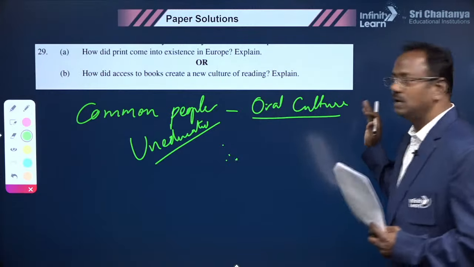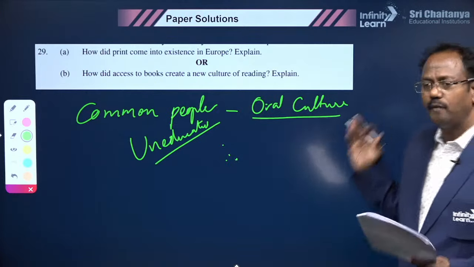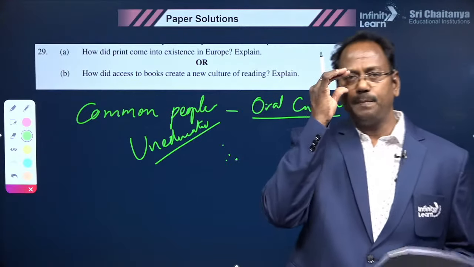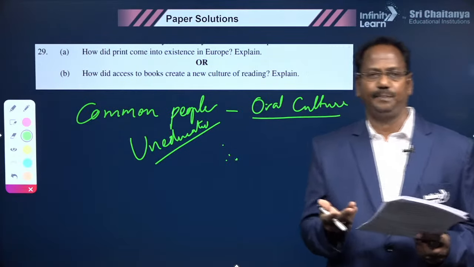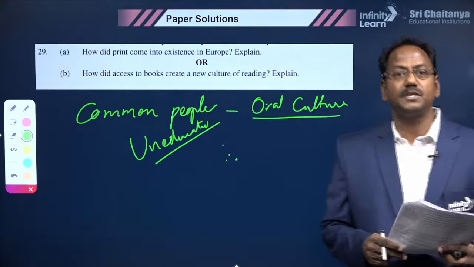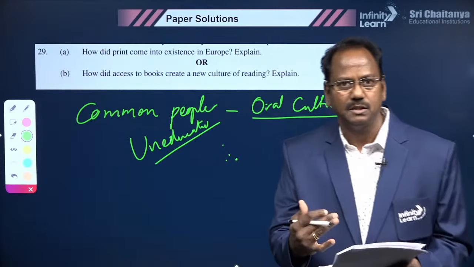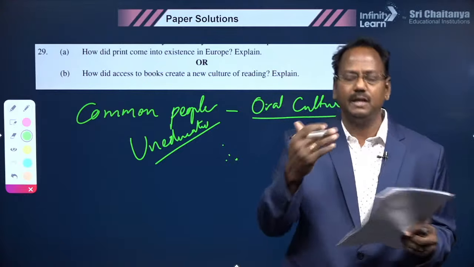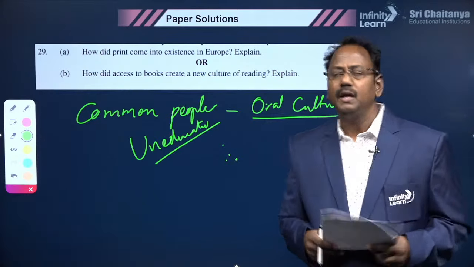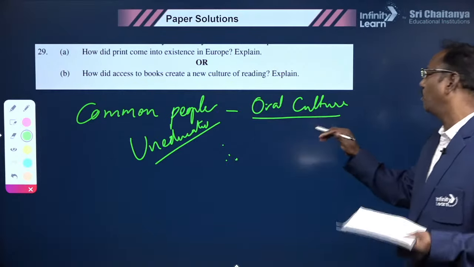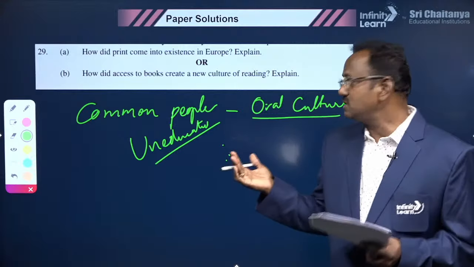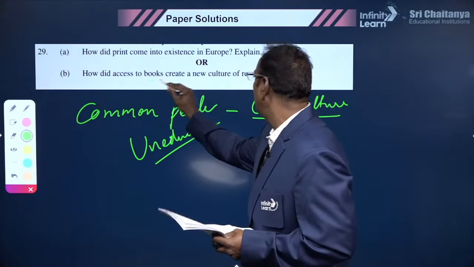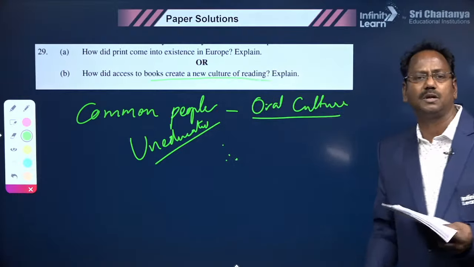So the oral culture was spread. A few of the educated people used to read some of the texts, and these common people used to enjoy by listening to them. Or sometimes they used to see plays performed in the society, and they enjoyed them. This is what you call the oral culture. But print culture brought a new culture; the books created a new culture of reading.